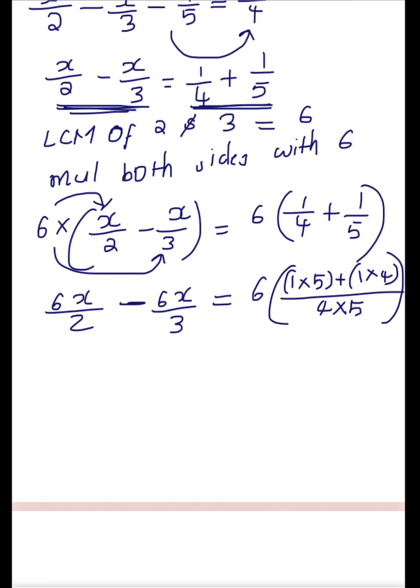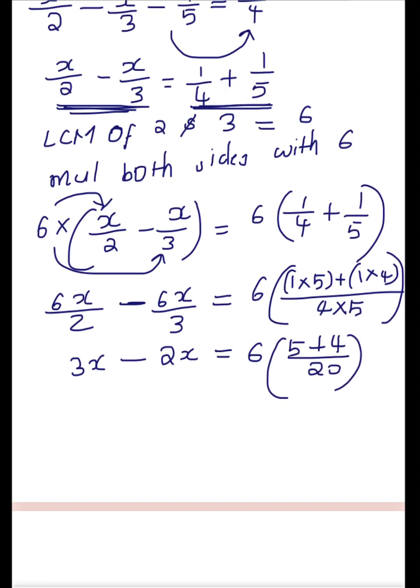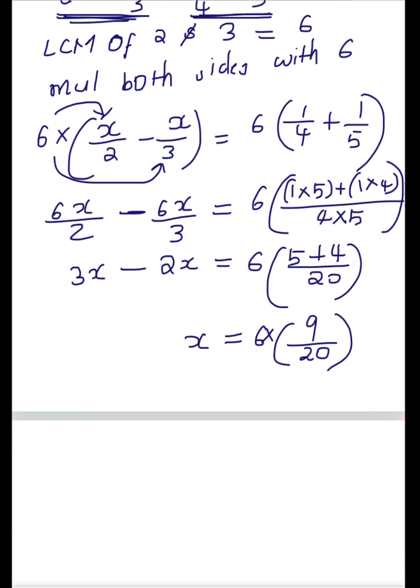So here, what is 6x by 2? 6 divided by 2 is 3, so 3x, minus 6 divided by 3, that is 2, so 2x, is equal to 6 into what is 1 into 5? 5. So 5 plus 4 divided by 20. Or you can write it as 6 into 5 plus 4, which is 9, so 9 by 20. You will get 6 into 9 by 20 on the right hand side. What about the left hand side? What is 3x minus 2x? That is x. So x equals 6 into 9 by 20.